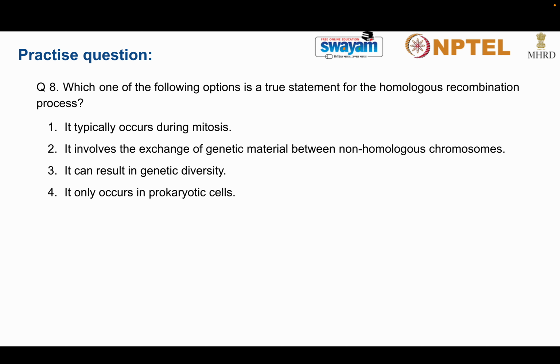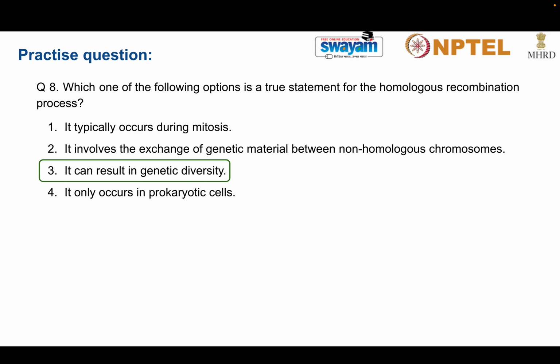So I hope you have the idea regarding homologous recombination. So what do you think? Which could be the true statement? So let's see what is the right answer. The right answer is it can result in genetic diversity. So let's look into the other options, why they are not true.